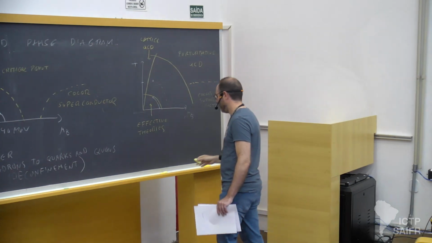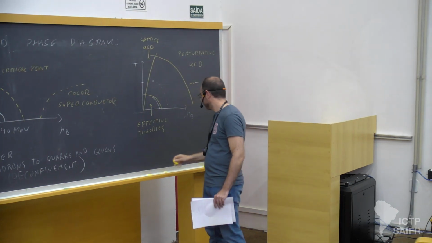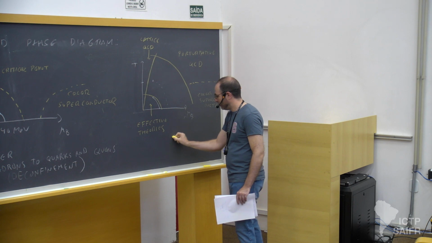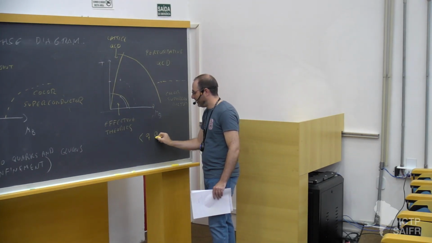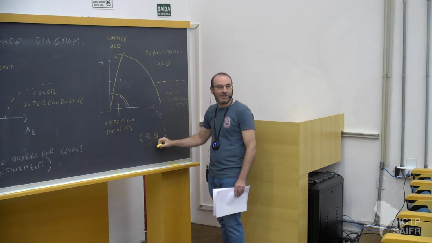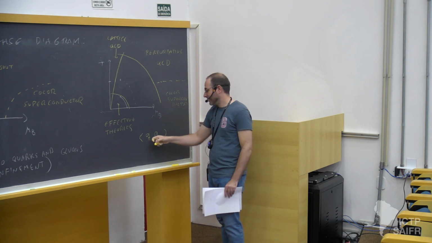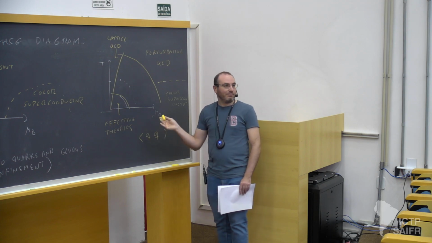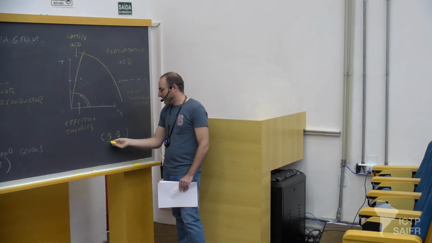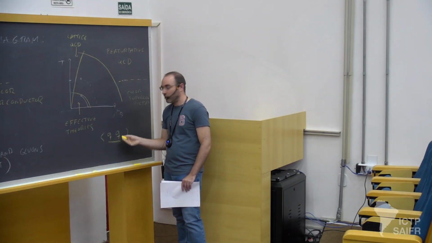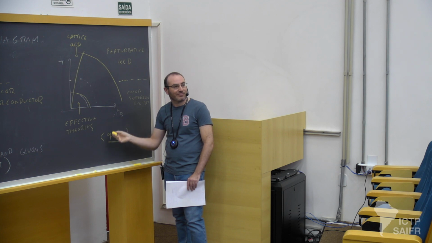So what people usually mean is that you have a non-zero expectation value of a bilinear operator of quark-quark. This is a weakly coupled statement. So this means that this object has color charge, non-zero color charge. So it's breaking spontaneously the color symmetry. So this is what people mean by the color superconductor.